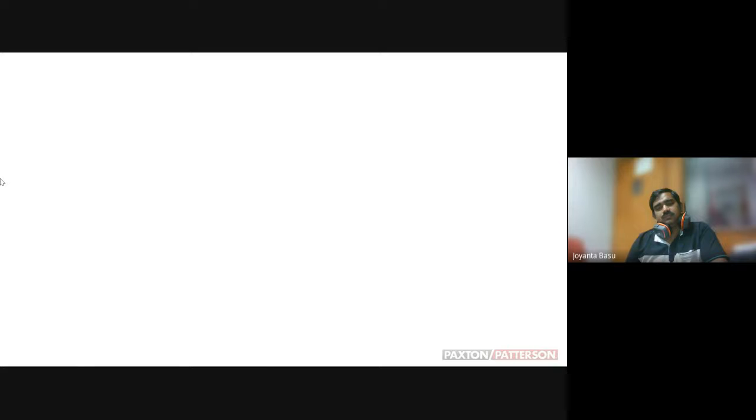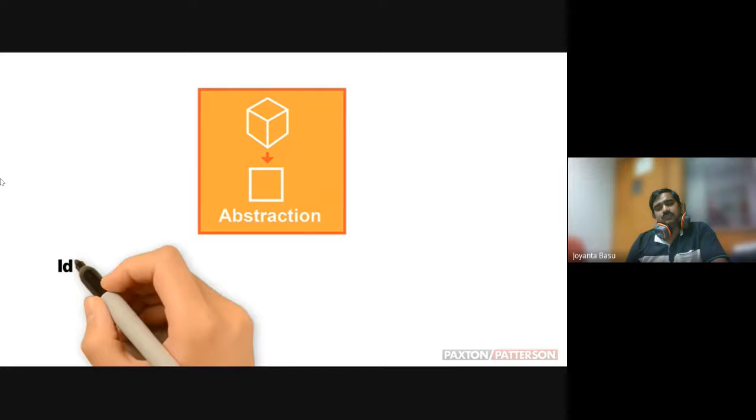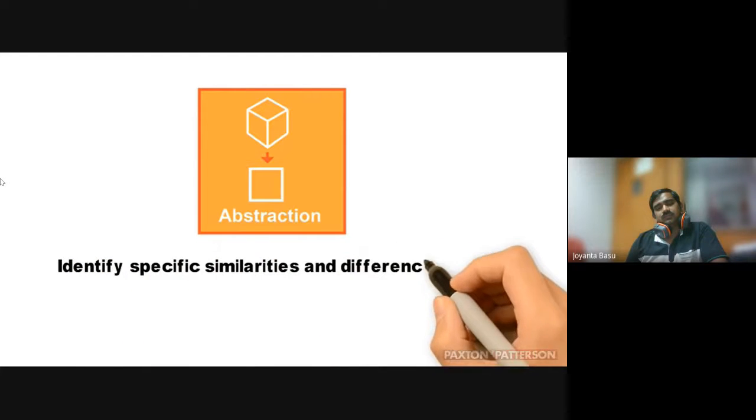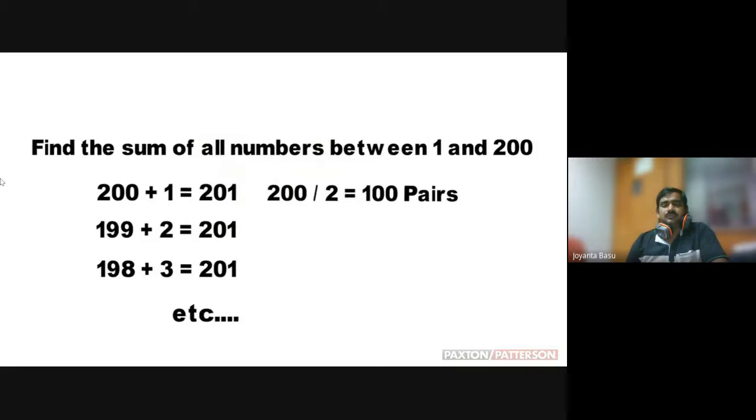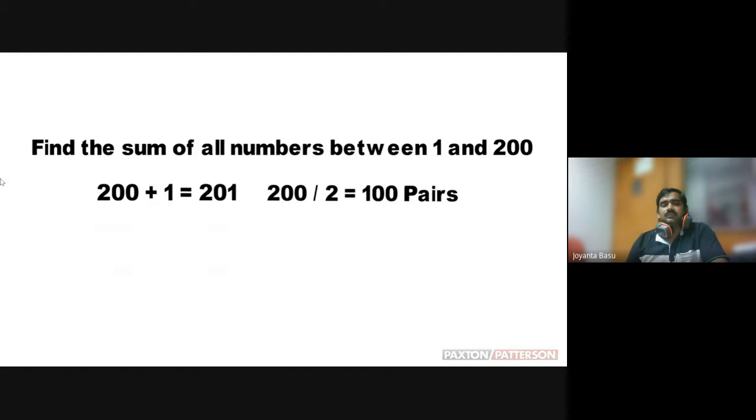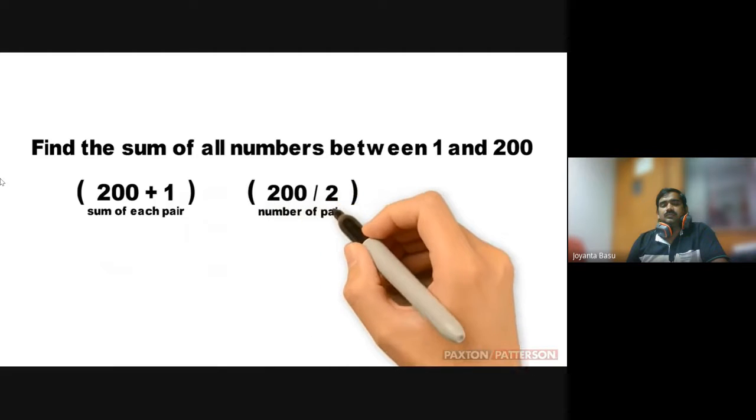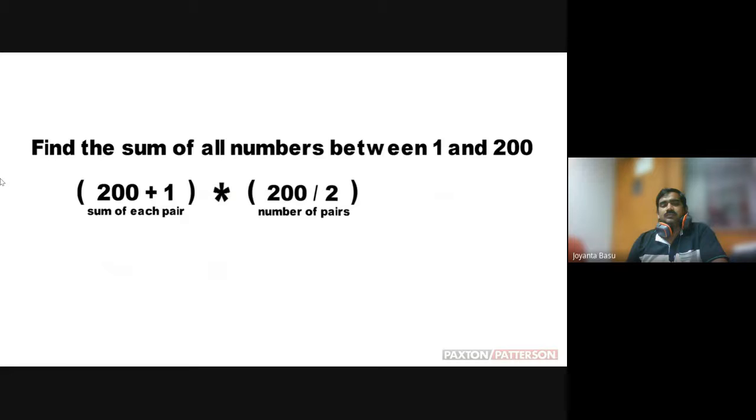Step 3 of the computational thinking process is abstraction. Abstraction suggests we identify specific similarities and differences among similar problems to work toward a solution. In our original problem, we had to find the sum of all numbers between 1 and 200. Let's look for similarities and differences. All the pairs have the same sum, so we can get rid of these. Now, if we focus only on the important details, we see that we can express the problem as an equation. 200 plus 1 tells us the sum of each pair. 200 divided by 2 tells us the number of pairs. Multiply them together, and we find that the sum of all numbers between 1 and 200 is 20,100.